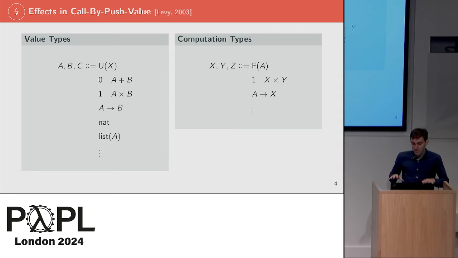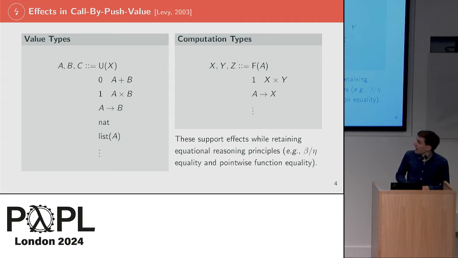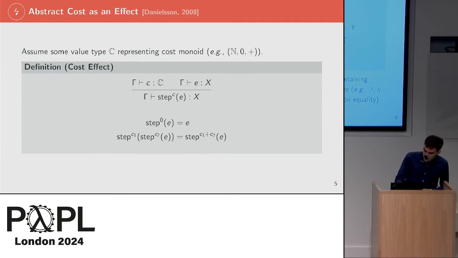So we split up our type theory into value types and computation types. Computation types are interesting because they let you perform effects at those types. F of A, just for notation, means that you're computing a value of type A, but you might perform some effects to do it. And the nice thing is, the computation types on the right let you incur effects, and they also retain some nice reasoning principles that we'll use to prove properties.